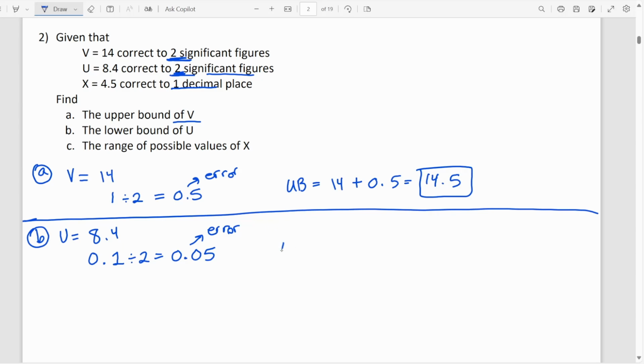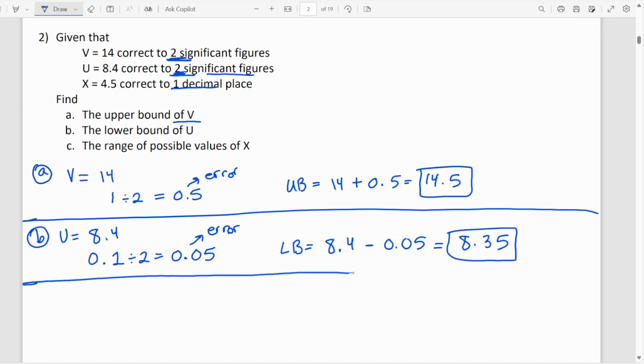And now I'm going to find the lower bound by subtracting. So we're going to write 8.4, this is the original, minus 0.05, and we should get 8.35. This is the lower bound.